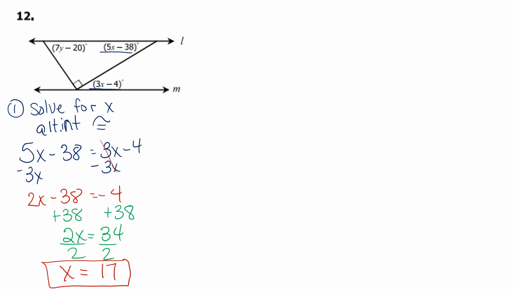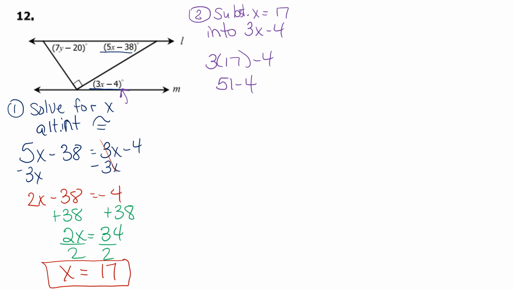So my next step is we're going to take the x equals 17 and we are going to substitute it in to the 3x minus 4. So we're going to substitute, and I'm just going to shorten that. The x equals 17 into the 3x minus 4. So that would be 3 times 17 minus 4. 3 times 17 is 51 minus 4, which ends up being 47. So that lets me know that this angle measurement here is actually 47 degrees.